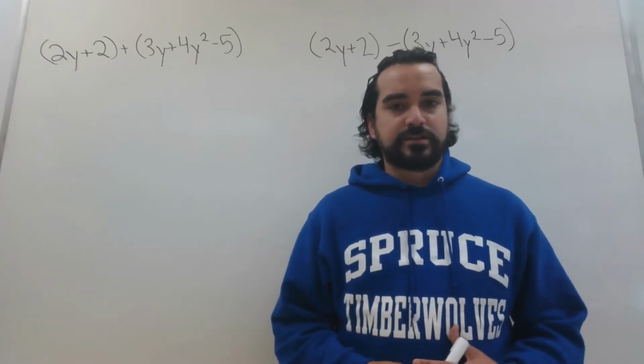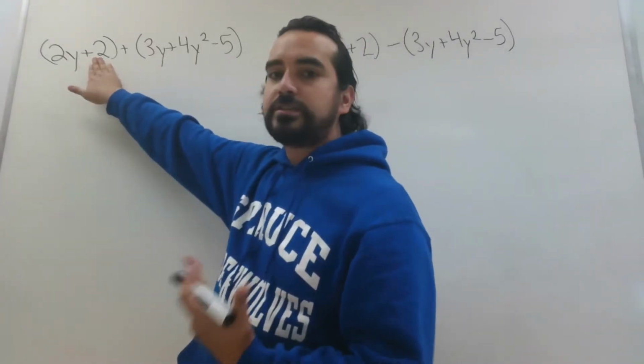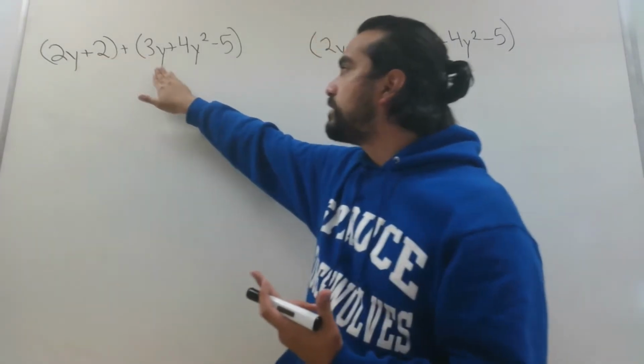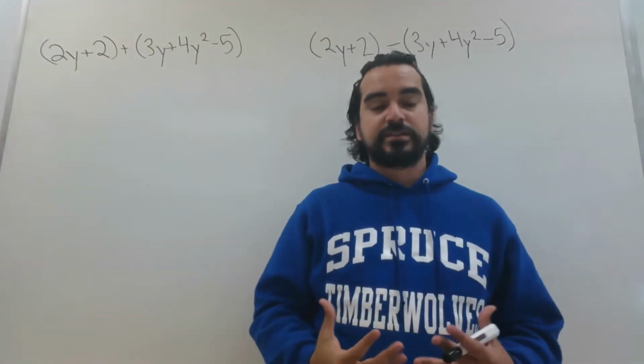Today we're going to learn how to add and subtract polynomials. So let's go ahead and get started. We have (2y + 2) plus (3y + 4y² − 5).